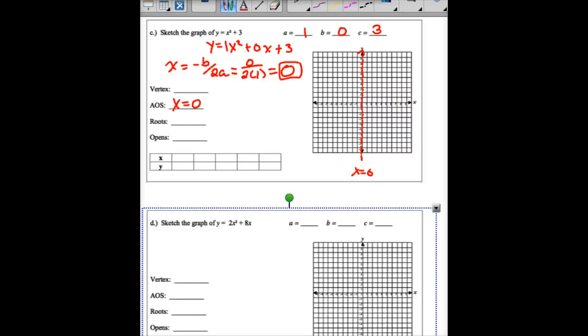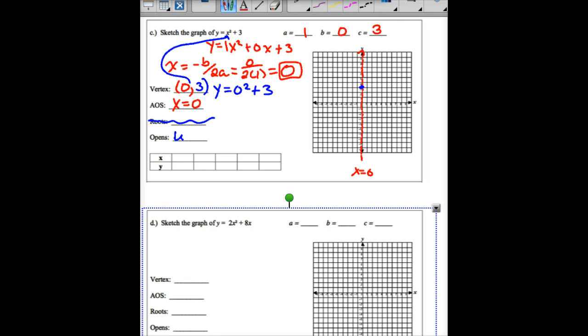It's actually the y-axis. My vertex lives on there, so I get to just dump that x value in. To figure out the y value, I plug it in for x: 0 squared, bump it up, 3. So at 0, 3 is my vertex. We don't do the roots.